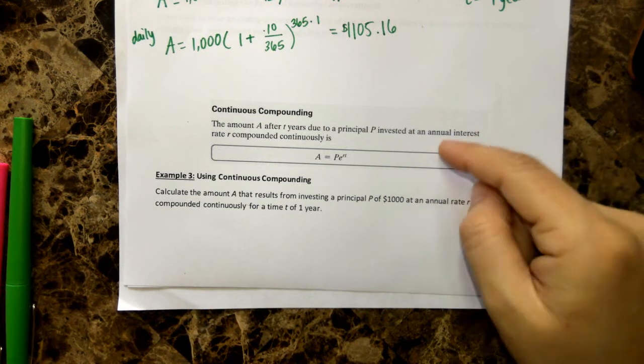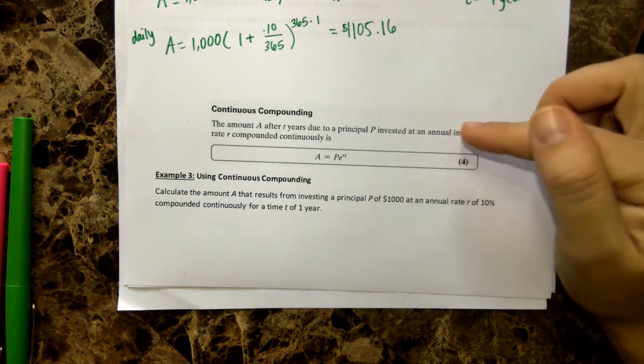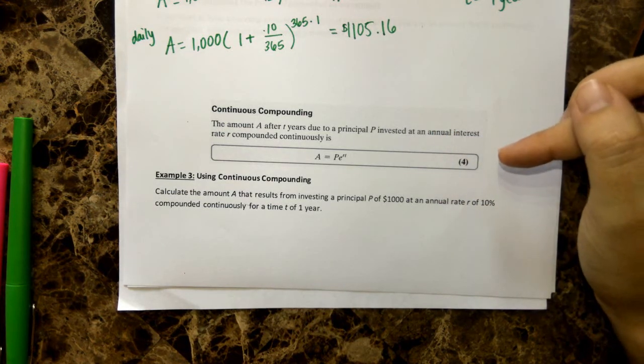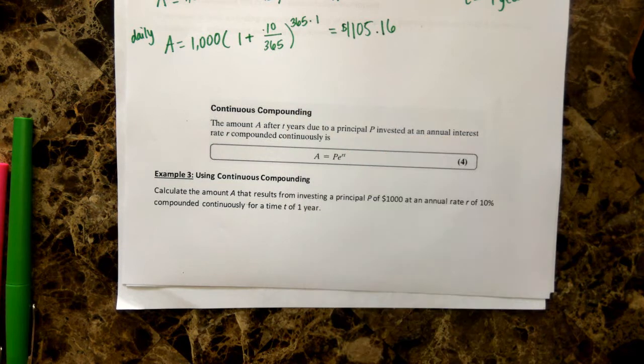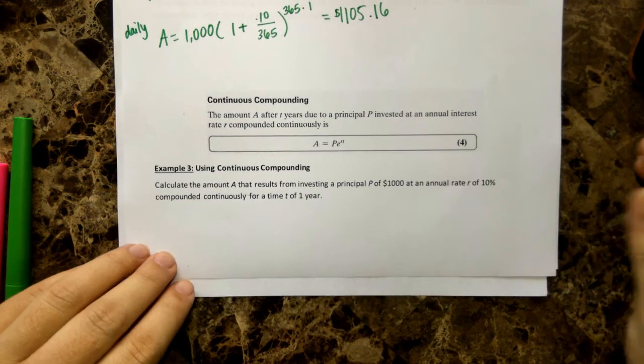So this is a pretty good type of account to have if you're talking about savings or investments. Not so much if you're talking about loans and credit cards. Continuously compound is pretty much their way of saying they're going to charge you the most money the most often that they can. So it just depends again on what type of situation.